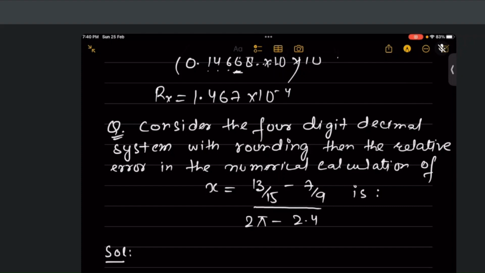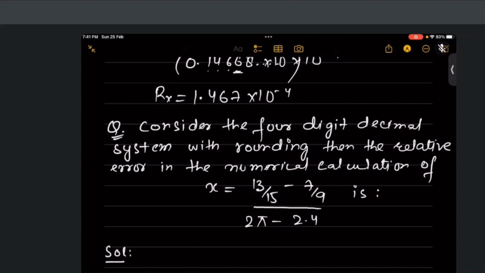That x is 0.02289, something like that. X equal to 13 by 15 minus 7 by 9, that is 0.0228 and something like that. So 0.022, yes, that is correct. After that, what is x star? Then x star is 0.0229. No, that will not be 229, you have to check. 0.023.